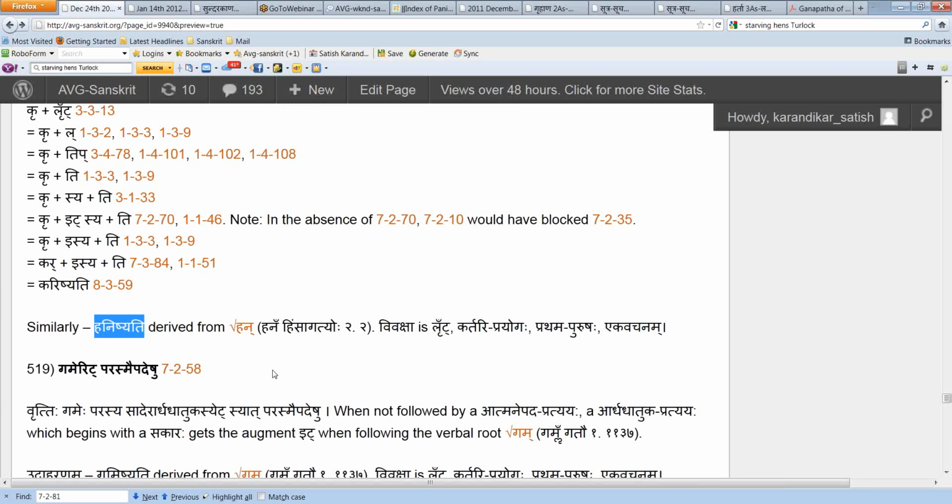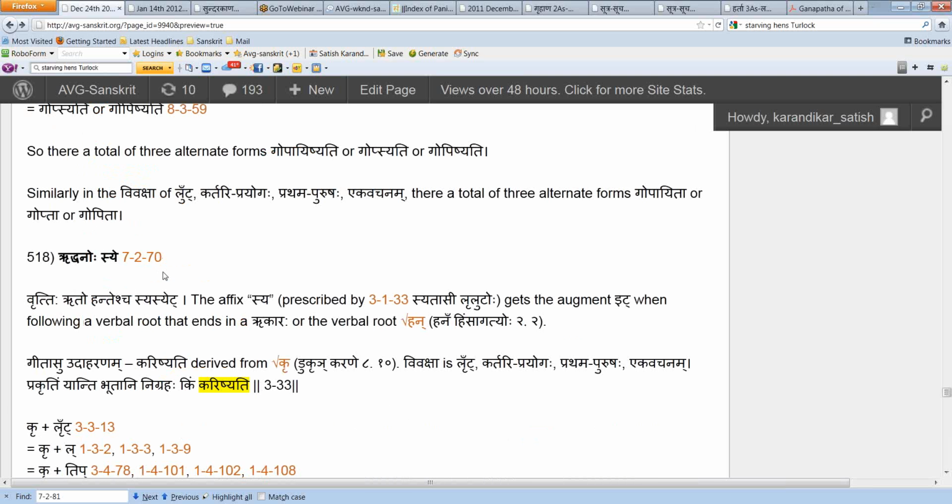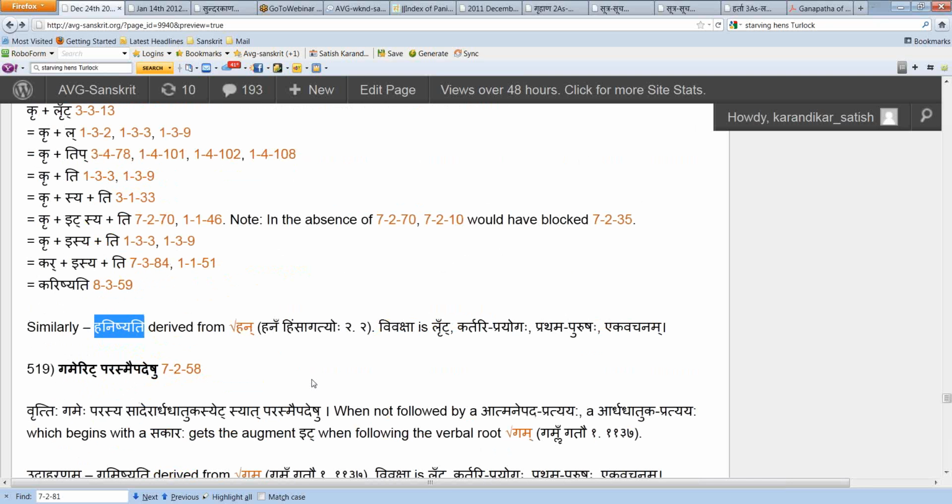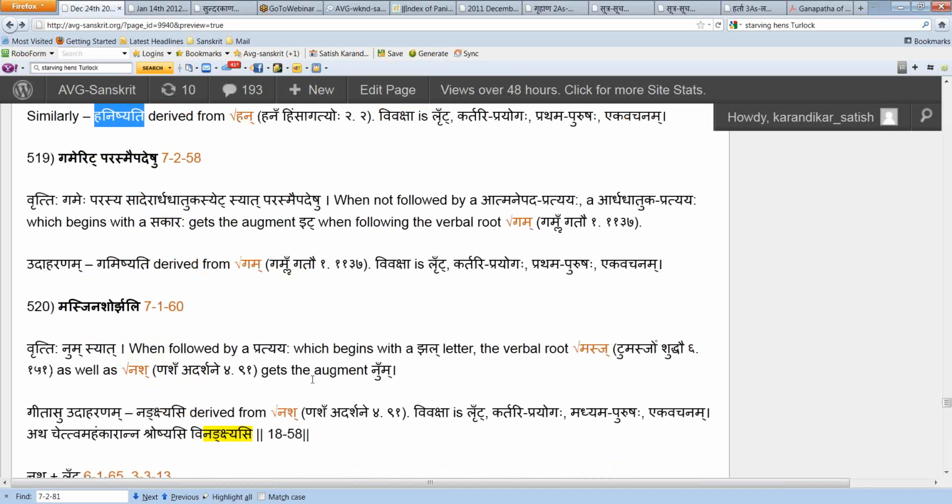In the same section, that was 7.2.70. Now we just look at 7.2.58. He says, Gamerit Parasmaipadeshu. Slightly different now. This sutram does not mention the sya pratyaya, so this is a slightly bigger domain. But it's only for one single dhatu, the famous dhatu gam gatau. Sutram says, Gamerit. So following the dhatu gam, idagama will be allowed.